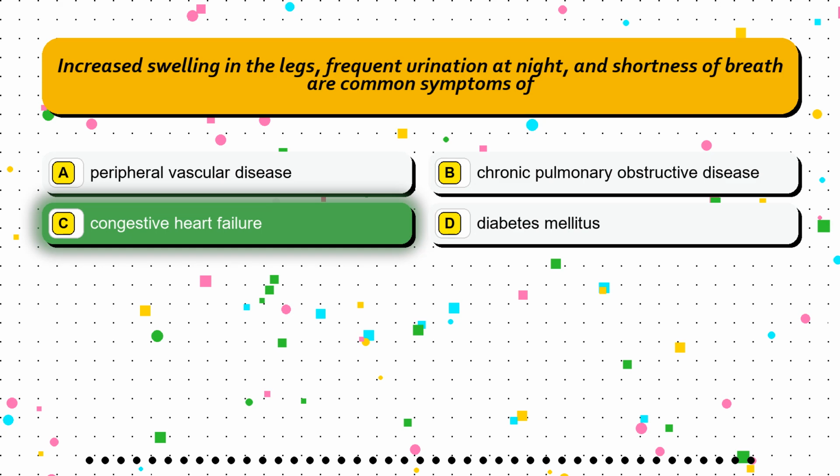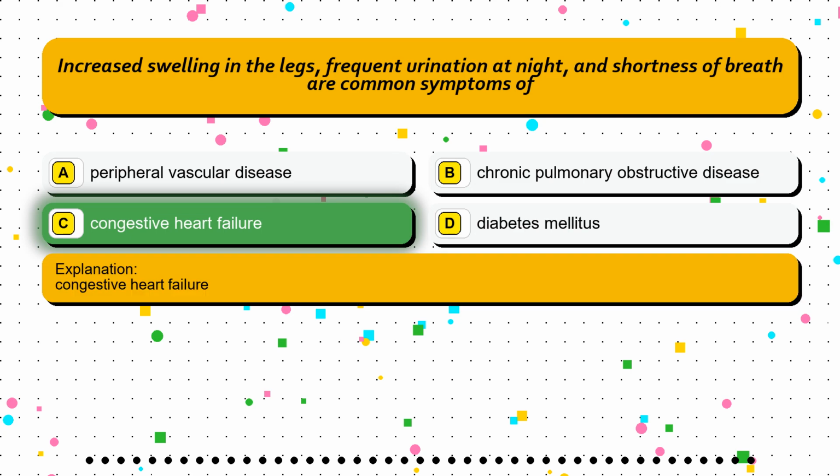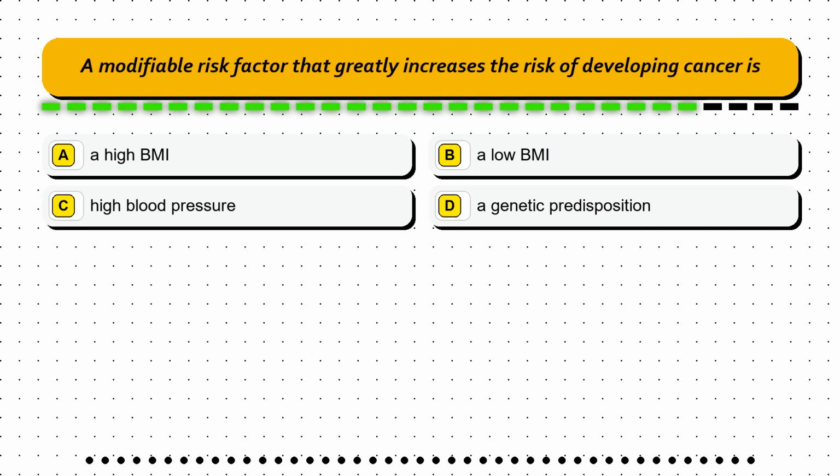The correct answer is option C, congestive heart failure. Question 17. A modifiable risk factor that greatly increases the risk of developing cancer is: Option A, a high BMI. Option B, a low BMI. Option C, high blood pressure. Option D, a genetic predisposition.